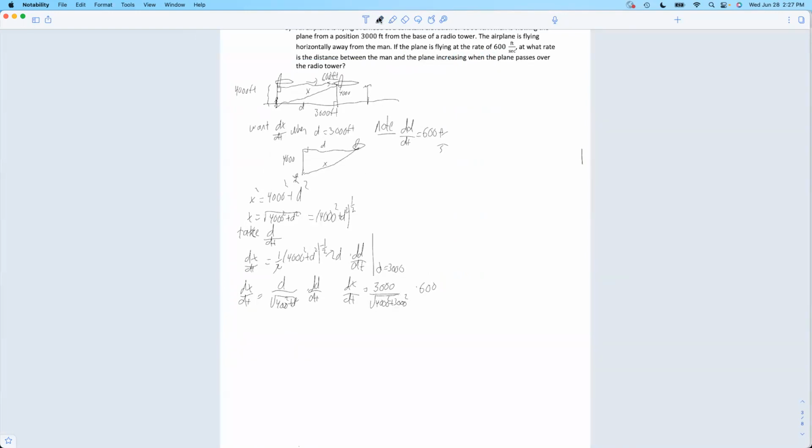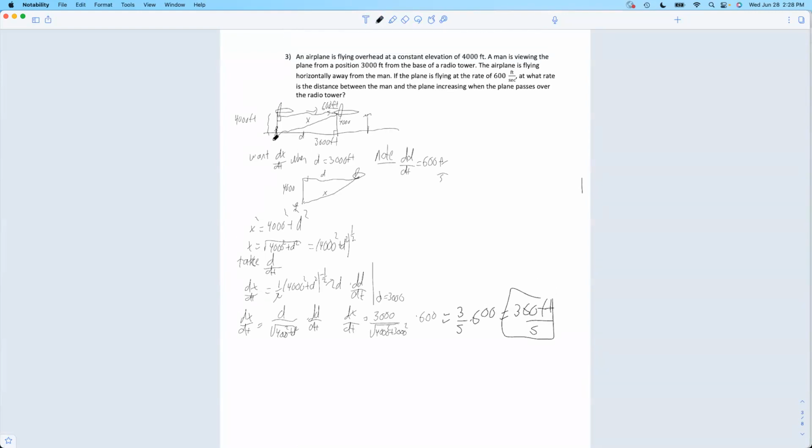So what we actually get, you can, again, check this on your own. This is just 3/5 times 600, which is 360 feet per second. We always have units on here. So that's how quickly the distance between our guy and the plane is changing, at the moment the plane passes over the radio tower.